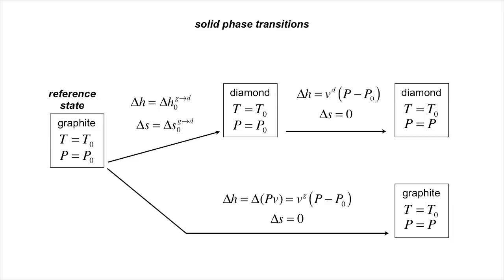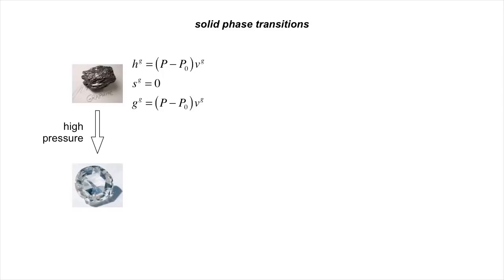As with graphite, increasing the pressure from P0 to P is not expected to change the entropy, but will change enthalpy due to the PV term. In this case, the volume, V diamond, is smaller than V graphite due to the higher density of diamond. Putting things together, the Gibbs free energy of graphite will be given simply by the graphite molar volume times delta P, reflecting the increased enthalpy at higher pressures.